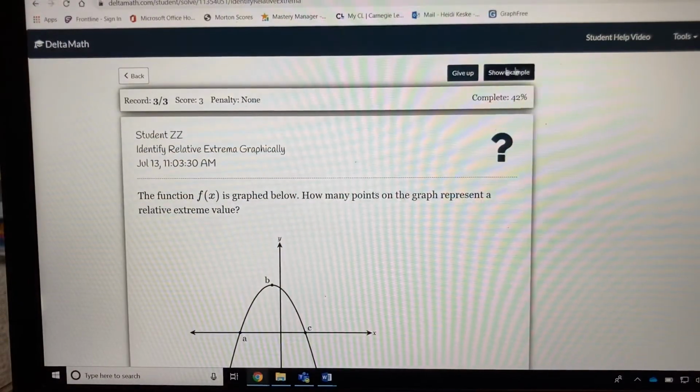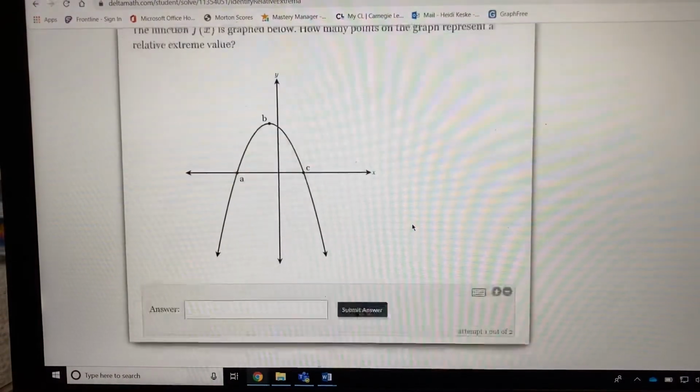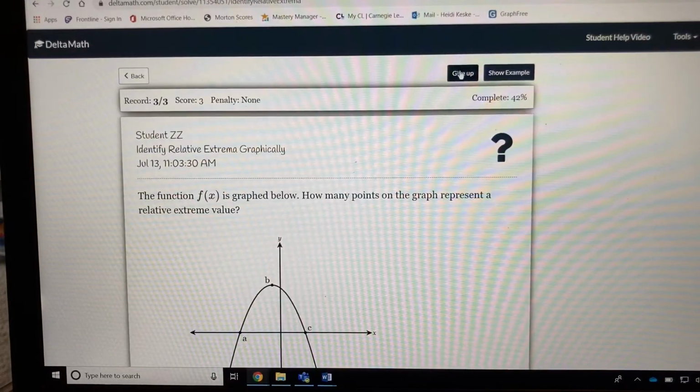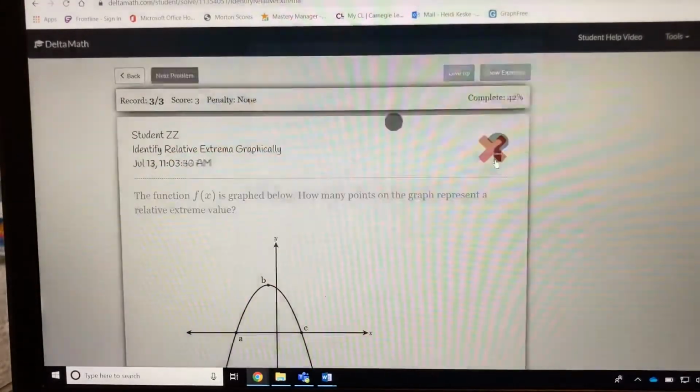I want to do another one. Not this one. Let's see if I can get one more good one.